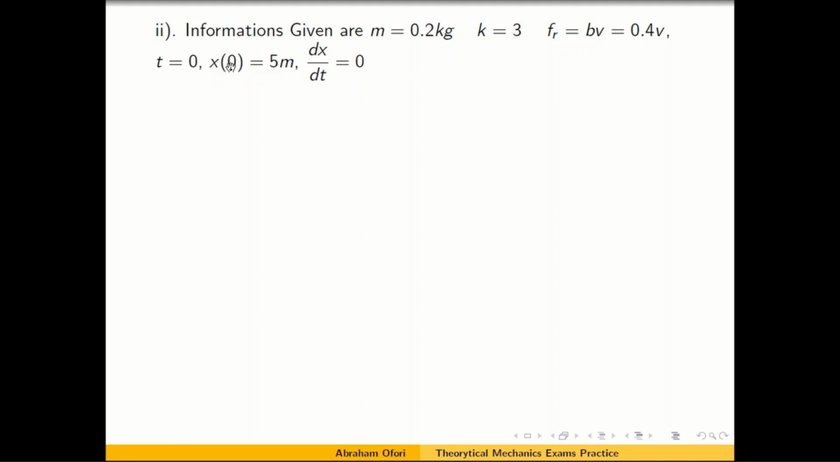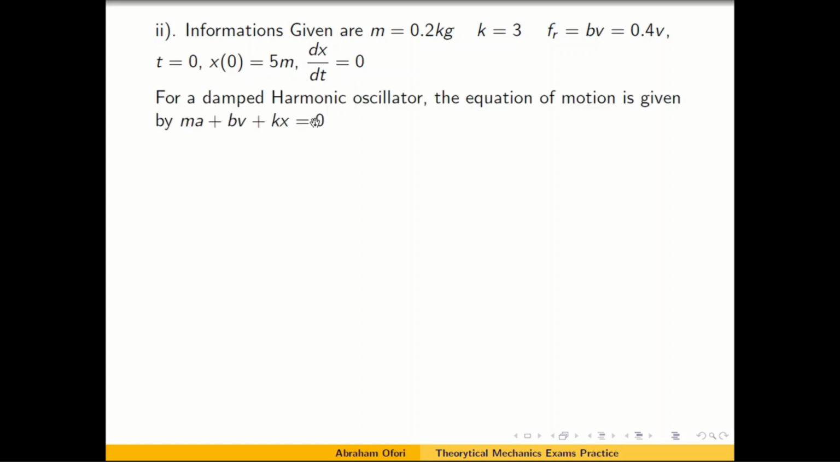It means that when you evaluate the position vector or the distance vector x at 0, you get 5 meters. Then the velocity, which is the differential of the position, dx/dt, is also equal to 0 at time t equals 0. Now, for a damped harmonic oscillator, we know the equation of motion is given by this. Then I put in my mass, my k and my 0.4, and doing so, I have a plus 2v plus 15x equals 0.